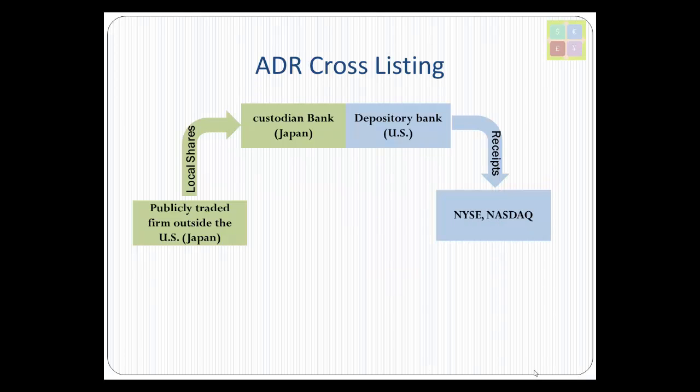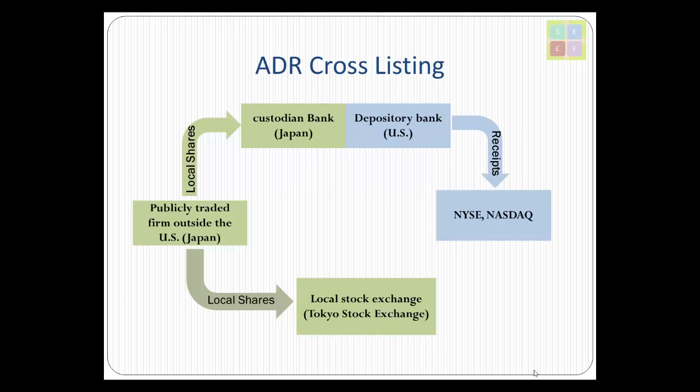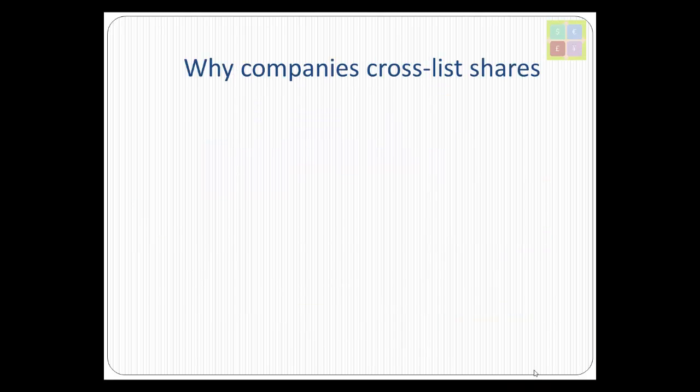These ADRs will be traded on NASDAQ or New York Stock Exchange, and the company's local shares would be traded at the Tokyo Stock Exchange. Now, this creates an arbitrage possibility. People can buy shares on one exchange and sell it on another exchange. Cross listing can be the first step in raising new capital, but there are other reasons why companies cross list their shares.